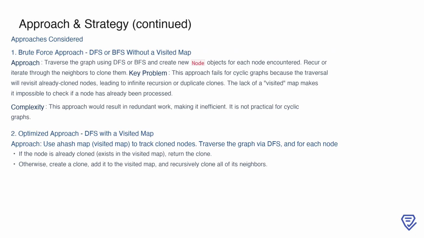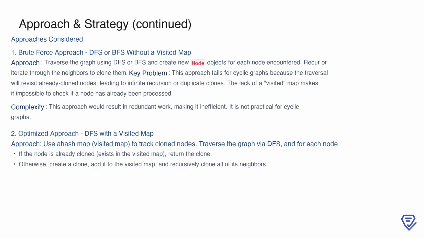Now, when considering how to approach this problem, one option is a brute force method where we traverse the graph using DFS or BFS and create new node objects for every node we encounter. However, this approach suffers from a critical flaw when dealing with cyclic graphs. Without a mechanism to track which nodes have already been cloned, the traversal can revisit nodes repeatedly, leading to infinite recursion or duplicated clones. This makes the brute force approach inefficient and impractical.